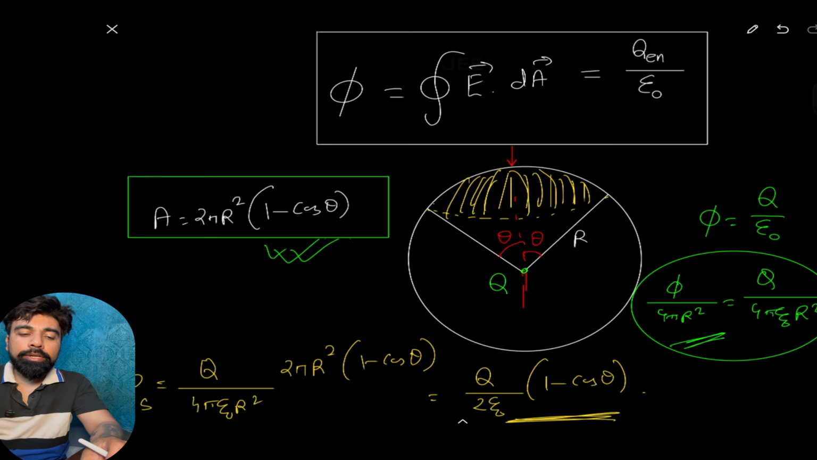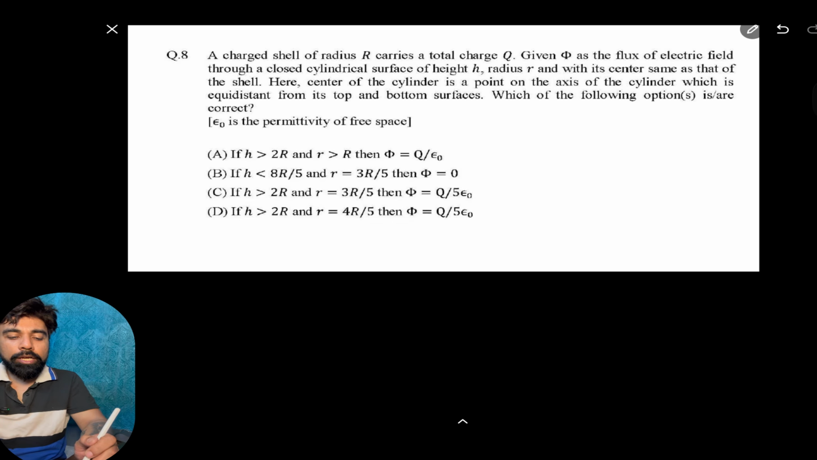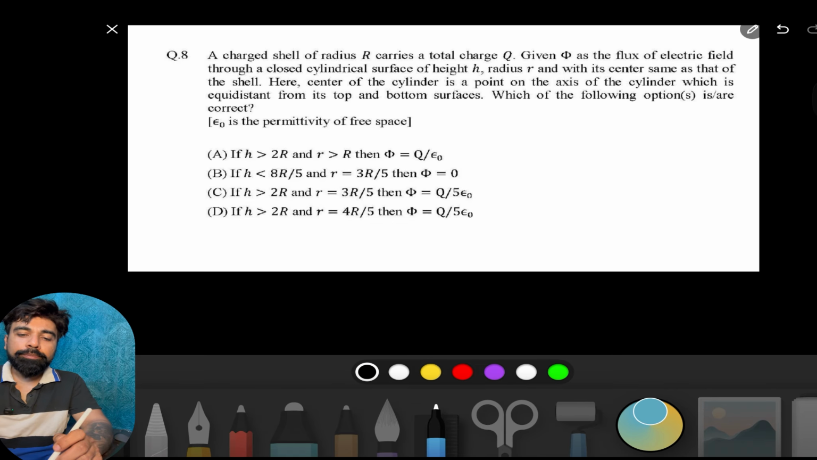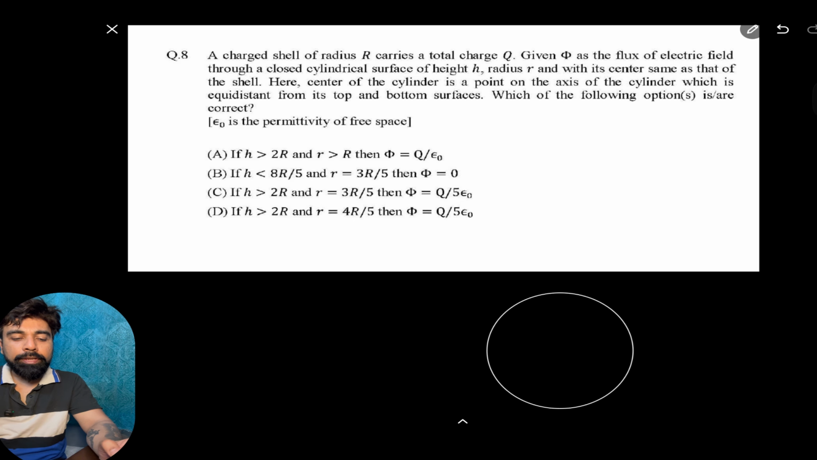Okay. Now let us come to this particular problem. The problem is saying that there is a charged shell, that means a hollow sphere of radius capital R. It carries a charge capital Q. So what is the total flux through this sphere? It's going to be Q by epsilon naught.